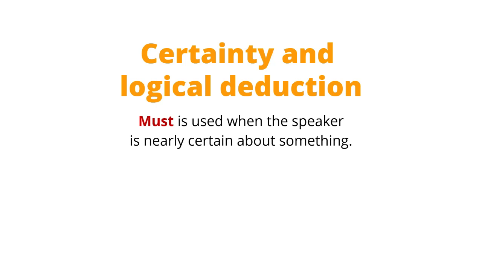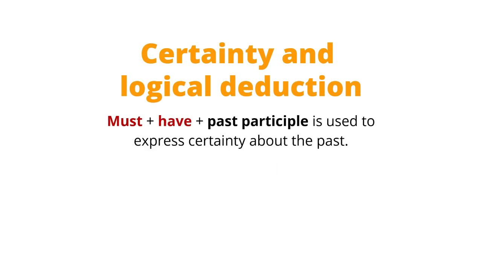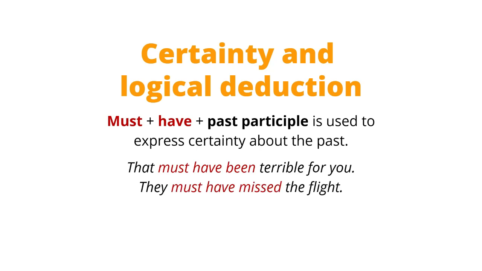Must is used when the speaker is nearly certain about something. You must be joking. There must be some mistake. You must be Miss Jones. Okay, you can see that the speaker is fairly certain that his hypothesis is correct. Must with have and a past participle is used to express certainty about the past. That must have been terrible for you. They must have missed the flight.